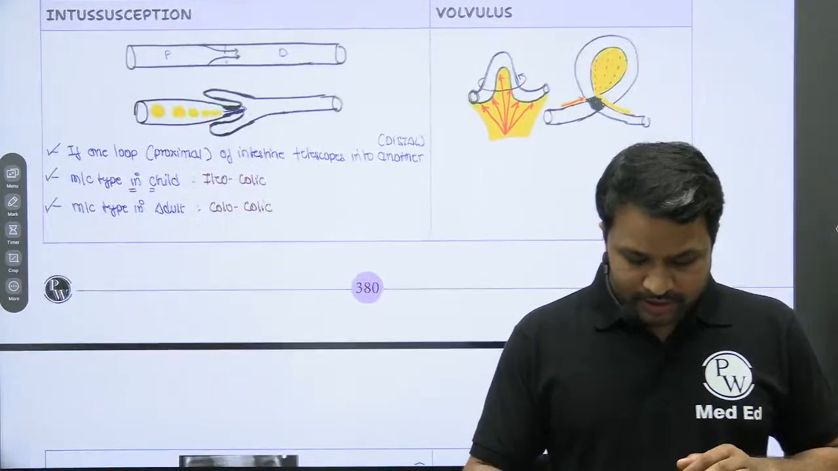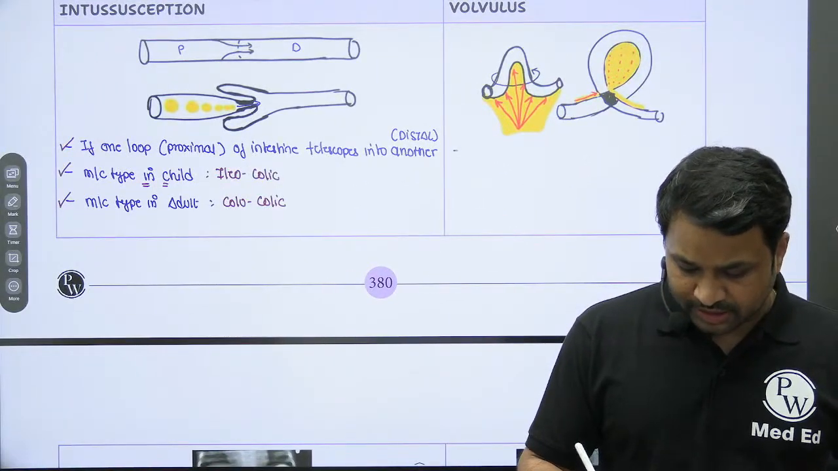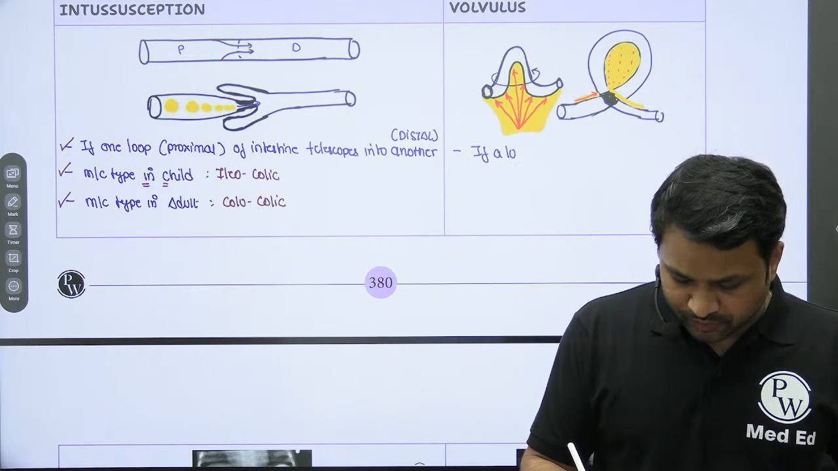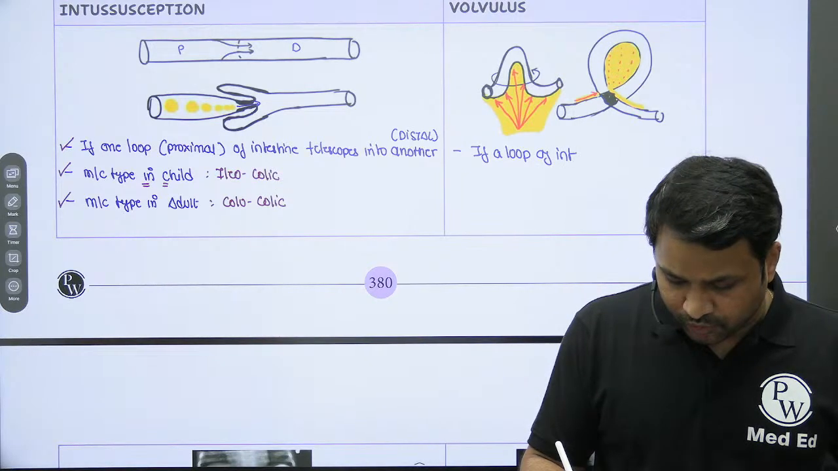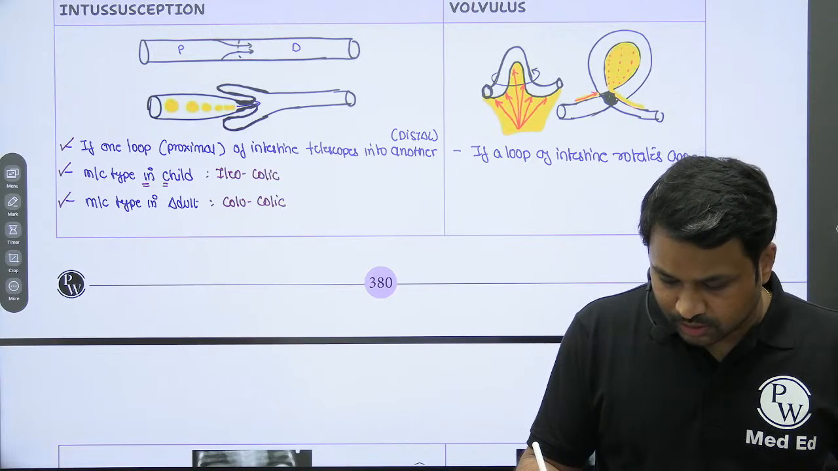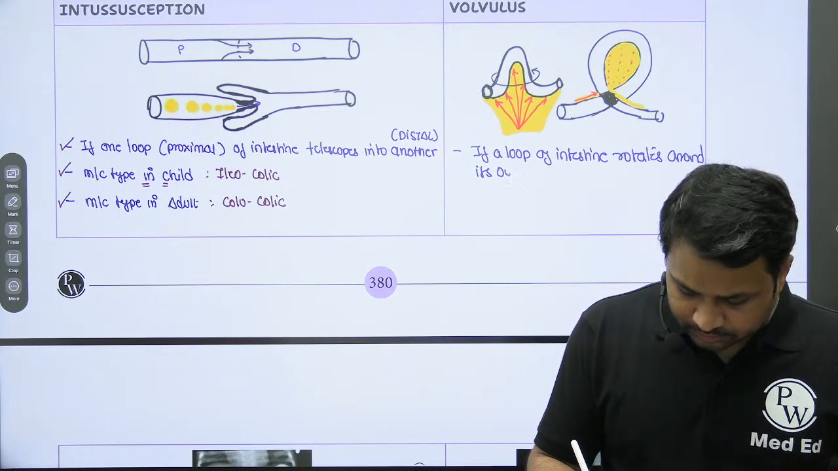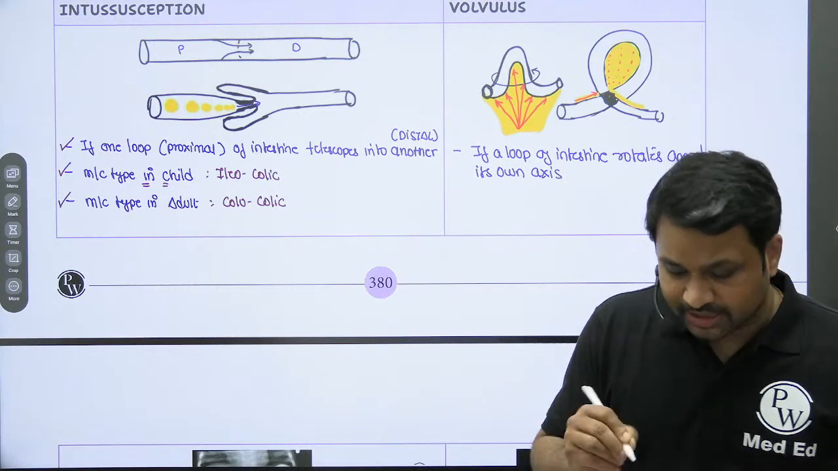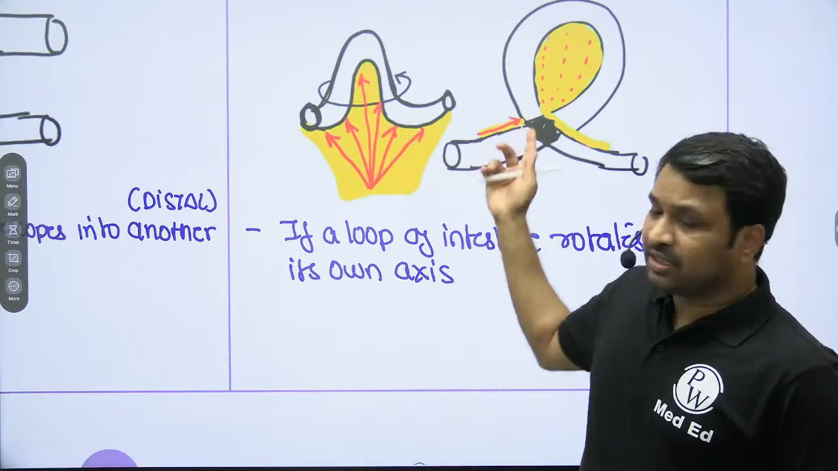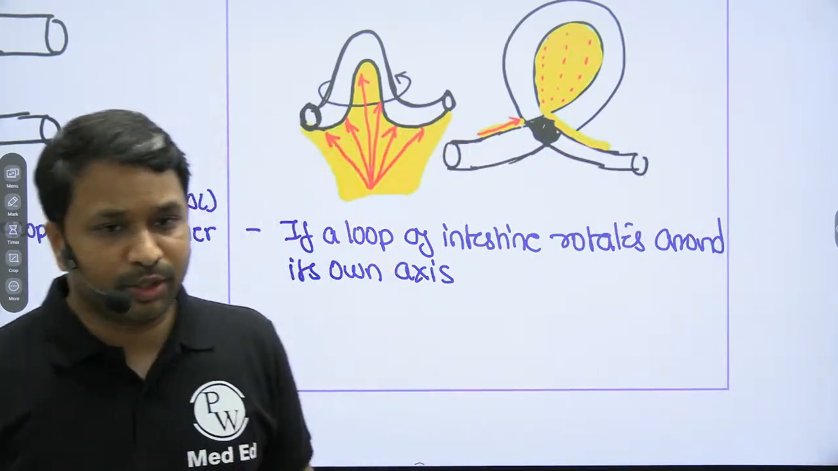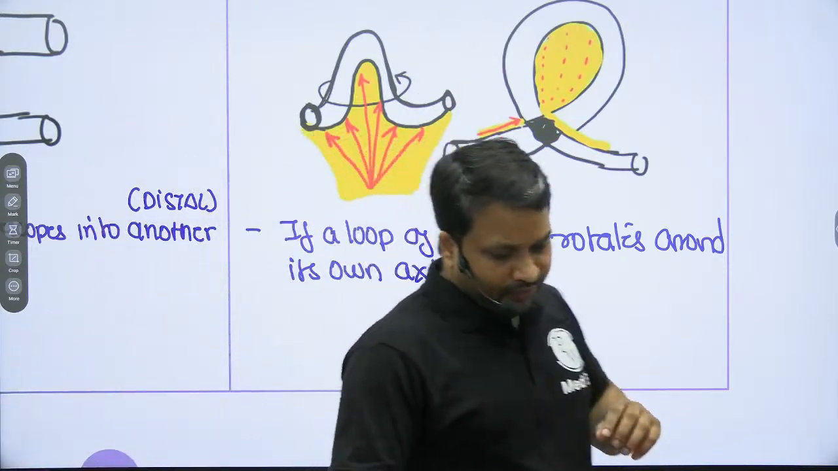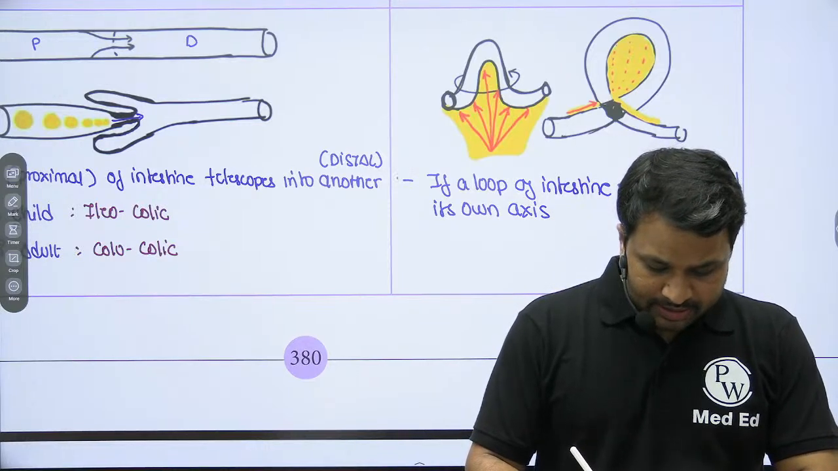When it comes to volvulus, volvulus is defined as if a loop of intestine rotates around its own axis. Now, when it rotates around its own axis, the vascularity to that part of the bowel is going to be cut off, hence causing a lot of damage in that particular area. So if a loop of intestine rotates around its own axis, this is what we call volvulus.